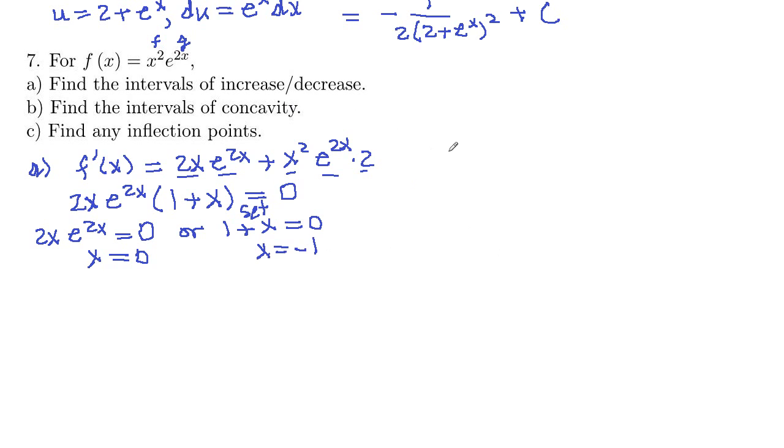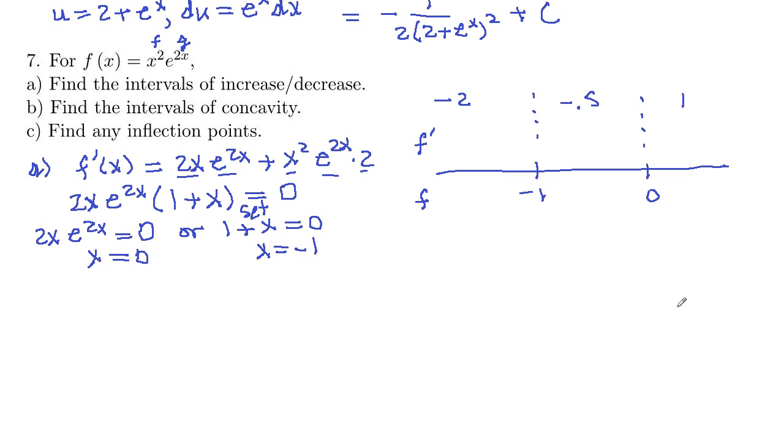And then to do increase, decrease, remember you do a sign chart here. So we will mark off our critical values of negative 1 and 0. And then we want to analyze the sign of f prime above and then tell what f is doing below. So pick a test value in each region here. So I'm going to test negative 2 in my derivative, negative 0.5, and then positive 1.